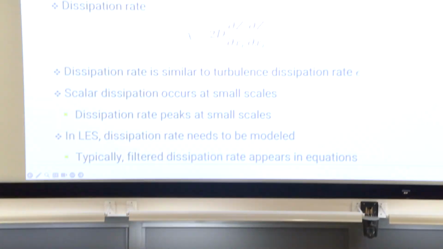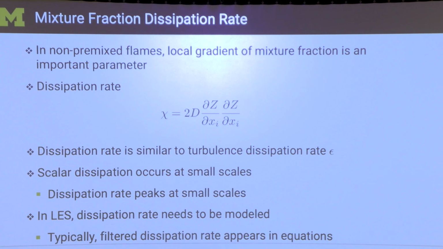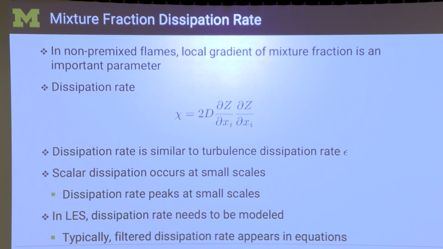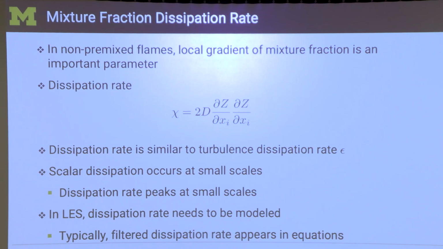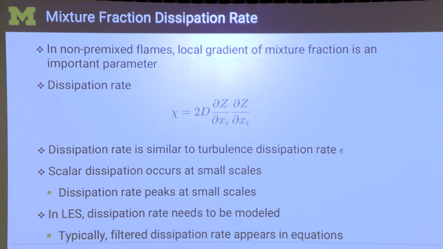But that's the scalar dissipation rate. And what you're going to do is to use this variable in addition to mixture fraction to quantify what happens to the flame when turbulence or other effects come into the picture. Yeah, so we're going to use dissipation rate for this.